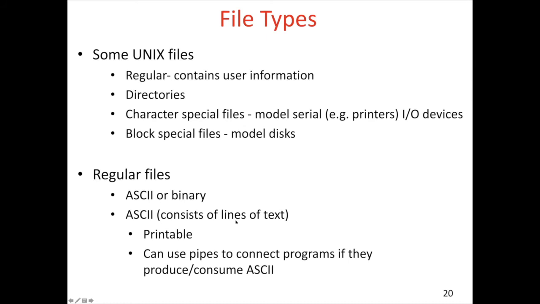ASCII consists of lines of text. They are printable and they can use pipes to connect programs if they consume ASCII. And they can be used as pipes to connect programs if they produce and consume ASCII.